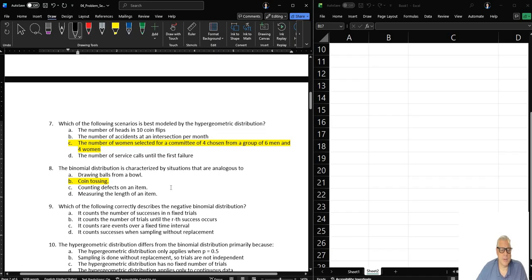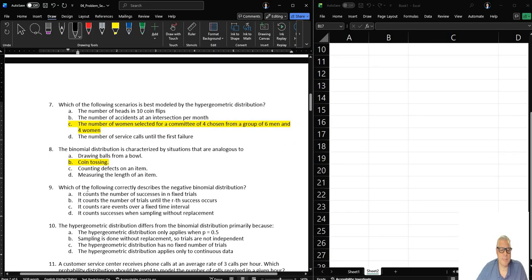Which of the following correctly describes the negative binomial distribution? A. It counts the number of successes in n fixed trials. No, that would be the binomial. B. It counts the number of trials until the rth success occurs. Yeah, that sounds pretty right.